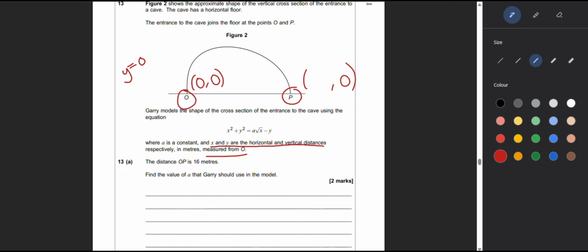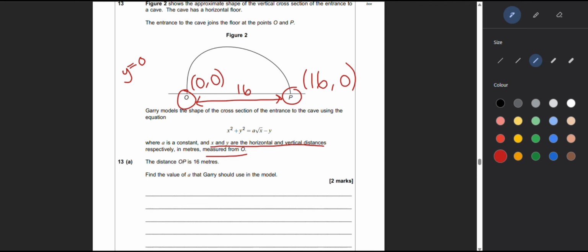What about its x coordinate? Well, we know the distance OP is 16, and we know that x is the horizontal distance from O. So that must be at (16, 0). So we should be able to substitute in those values to find what A is going to be.